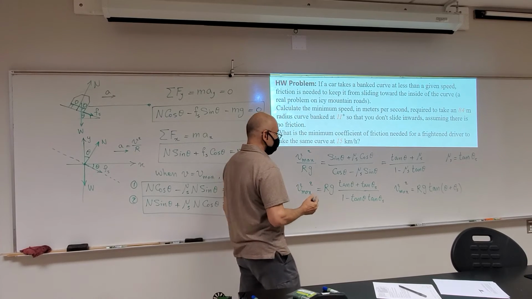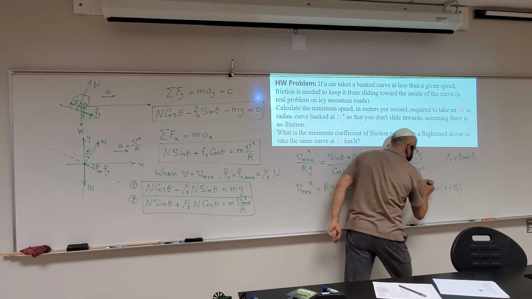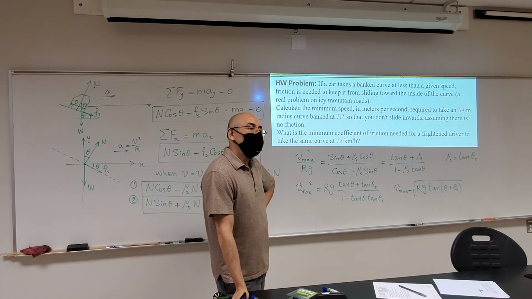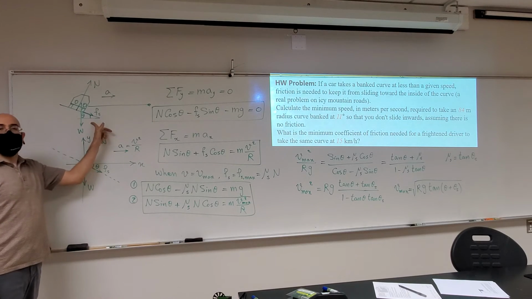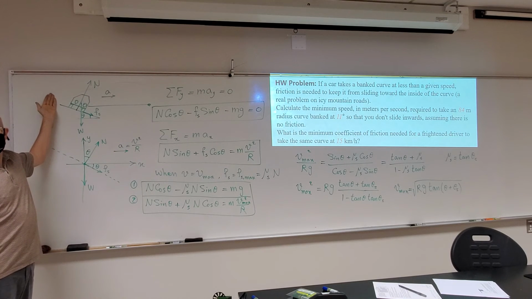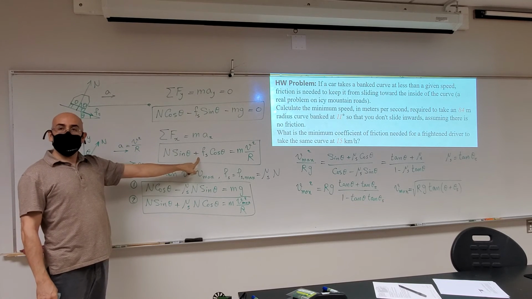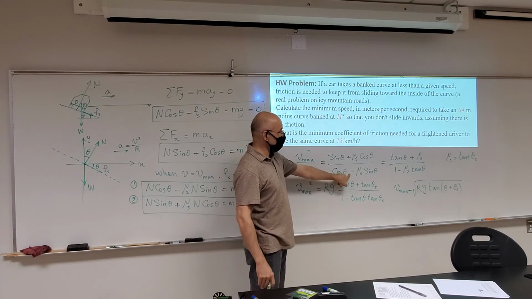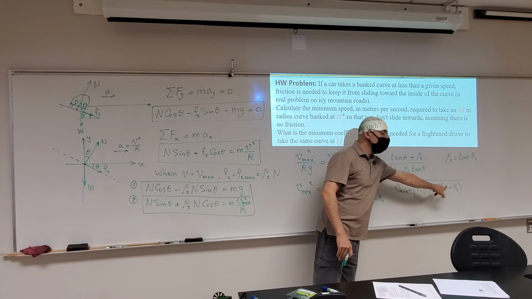Okay, so V max is the square root of this. What about V min? Minimum speed. What happens if you go slower? If you go slow, you tend to slide down this way, so friction points the other way. You do the same thing, you flip the sign of that. Flip this sign, flip this sign, flip this sign, and it becomes V min squared equals Rg tan of theta minus theta s.